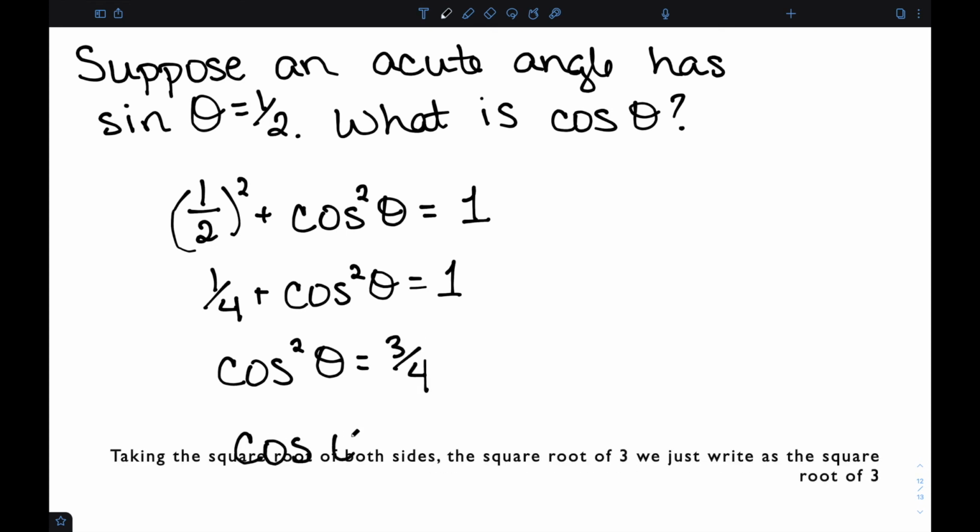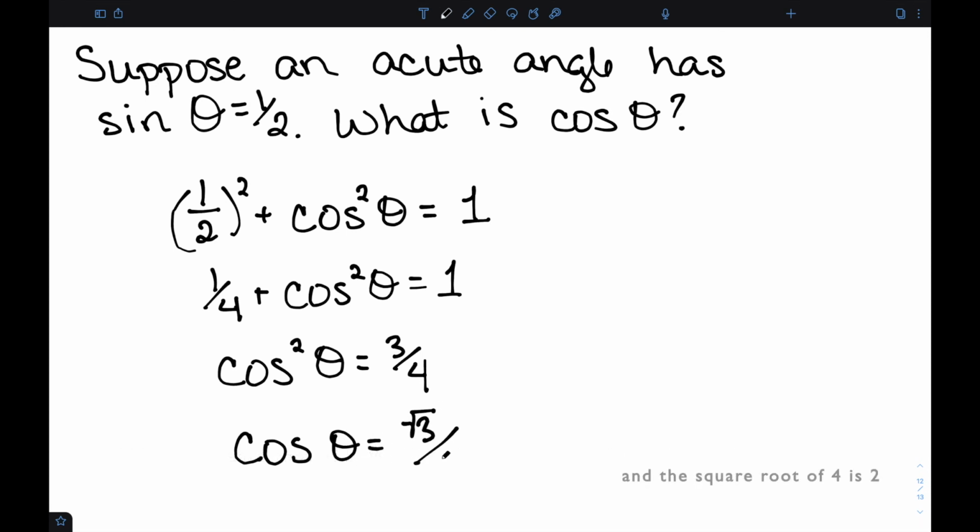Taking the square root of both sides, the square root of 3, we just write as the square root of 3, and the square root of 4 is 2. So if I know sine of theta is 1/2, cosine of theta must be equal to square root of 3 over 2.